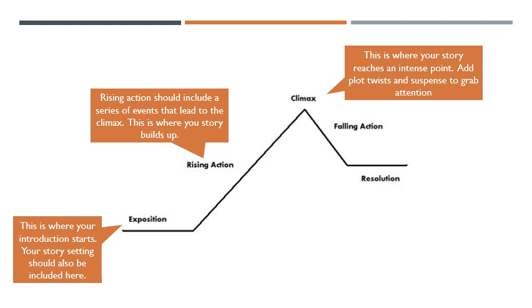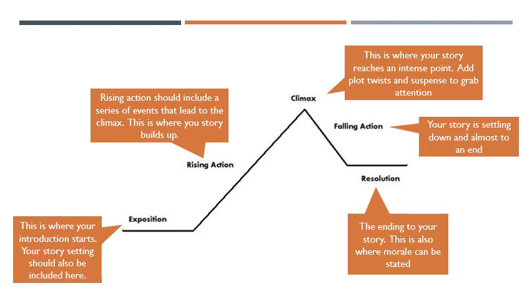And then it will go down to the falling action. So this is where your story is starting to settle down from the climax, okay, and almost reaching an end. And then finally the resolution, and this is the ending to your story, and this is also where the moral can be stated. Okay, so for example, in the story of the tortoise and the hare, the moral of the story is that you shouldn't be arrogant and you shouldn't underestimate people who are below you or who have less than you. Okay, that's a moral.